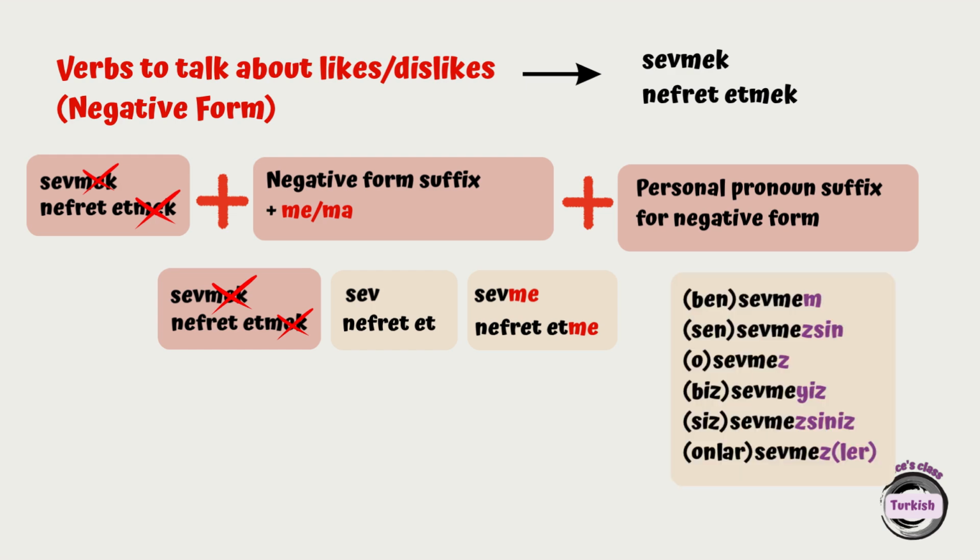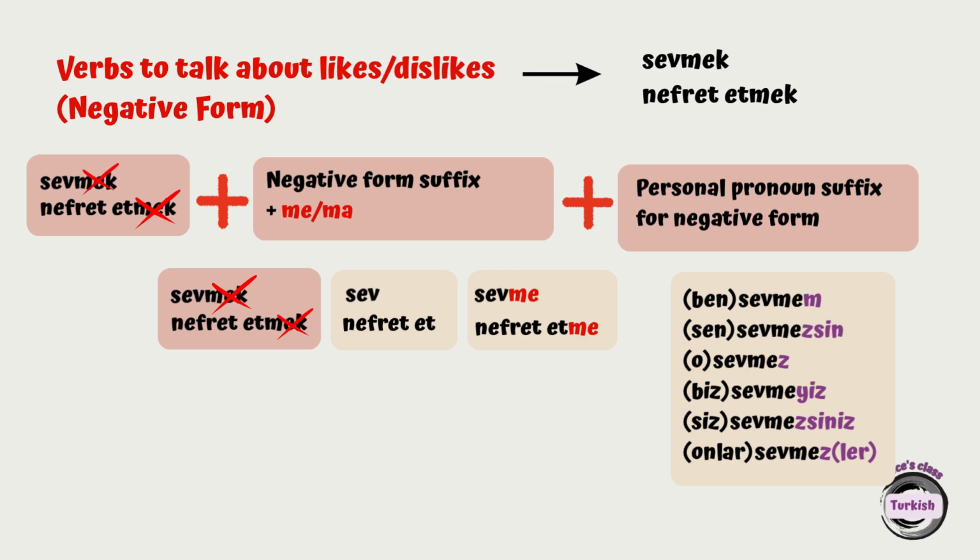So ben sevmem, m for ben. Sen sevmezsin, sin for sen. O sevmez, z for o. Biz sevmeyiz, yiz for biz. Siz sevmezsiniz, z'siniz for siz. Onlar sevmez, or onlar sevmezler, z'ler for onlar.